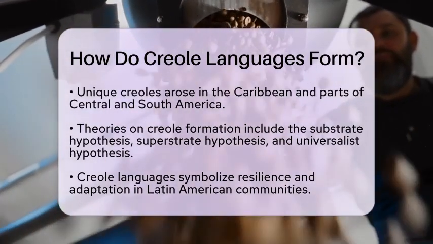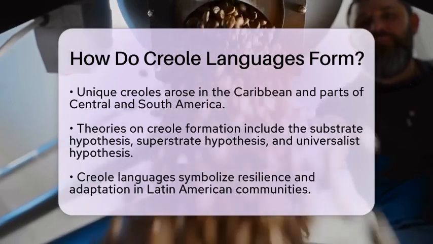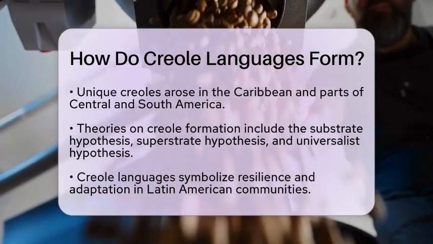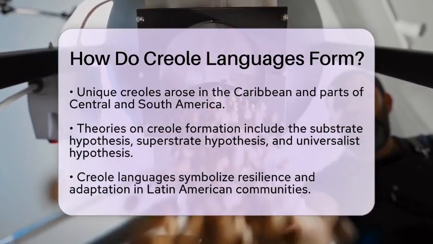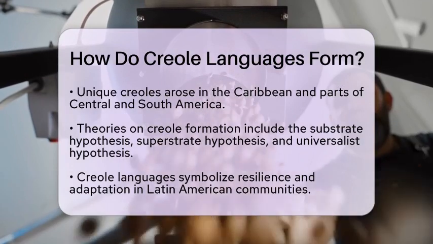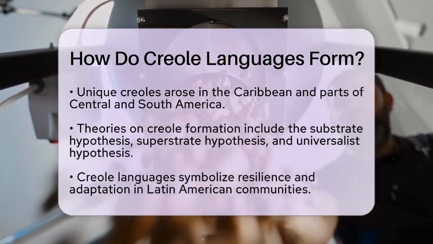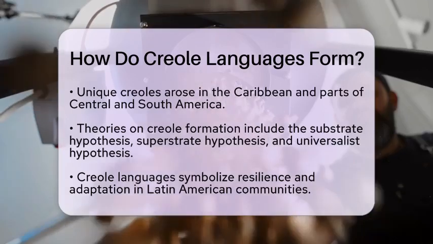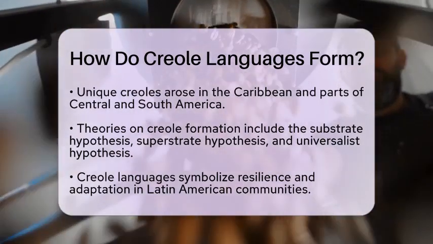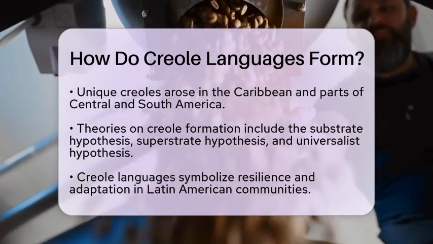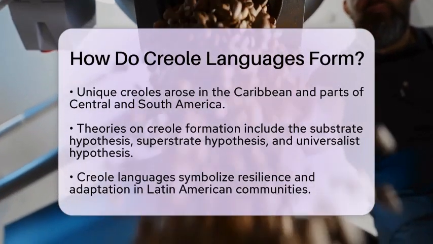There are different theories about how creoles come into being. One theory is the substrate hypothesis, which suggests that the languages of enslaved or indigenous populations heavily influenced the Creole. Another is the superstrate hypothesis, which focuses on the colonizer's language as the primary influence. Lastly, the universalist hypothesis proposes that creoles share common features because they arise under similar conditions.